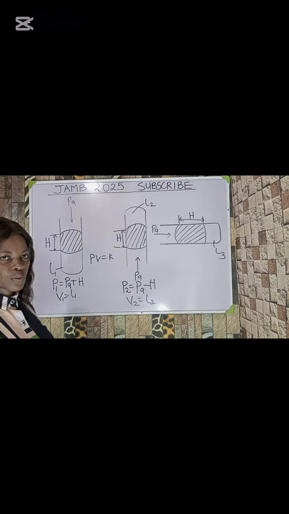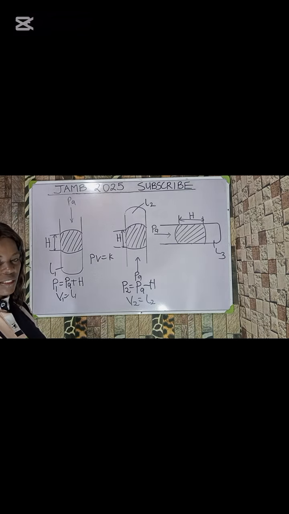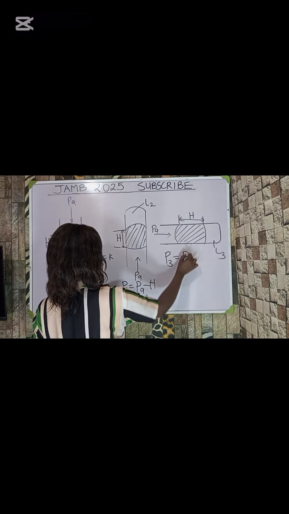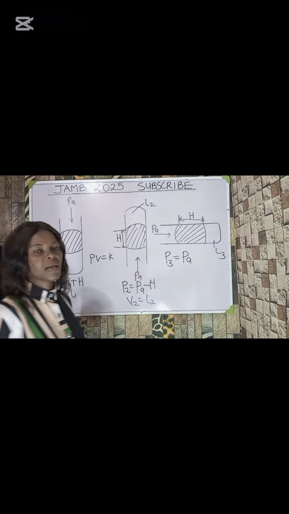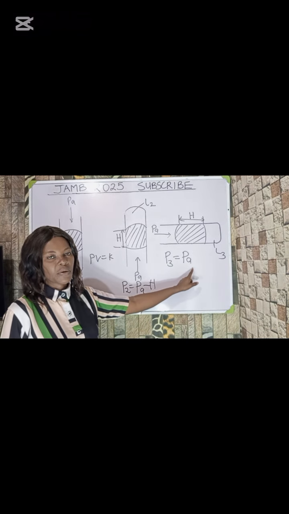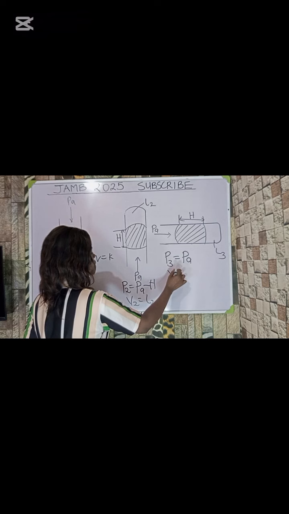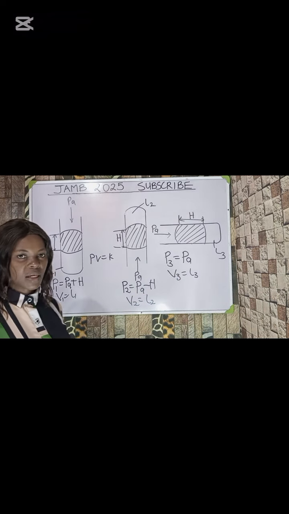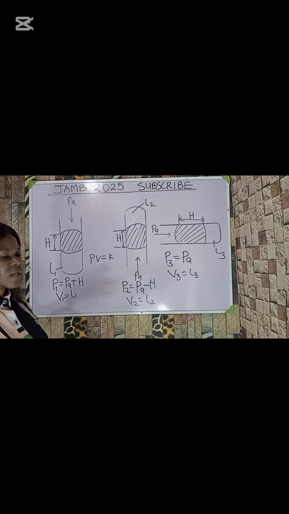Then come to the last one. Because it is lying horizontally, how do you calculate the total pressure? The total pressure, which will be your P3, is equal to PA. The total pressure here is equal to the atmospheric pressure. And your V3 becomes L3. Do you understand? Alright, so with this knowledge you can solve problems.